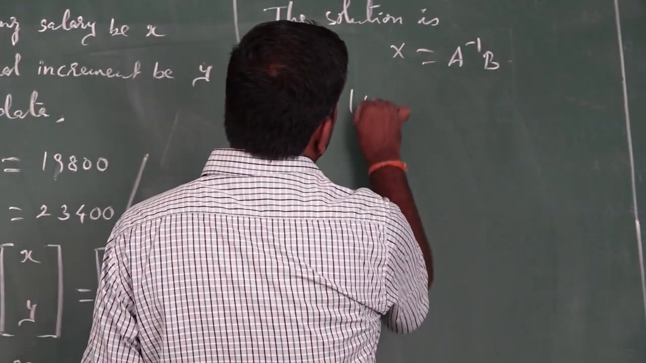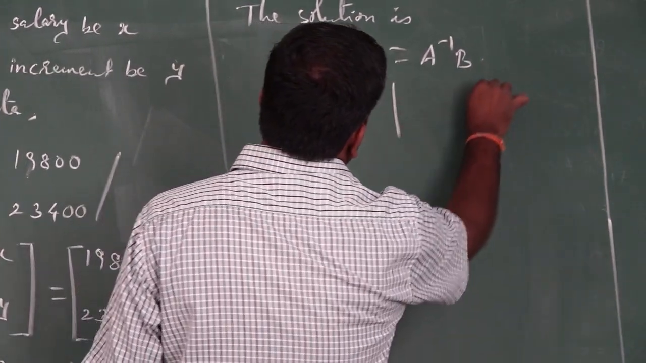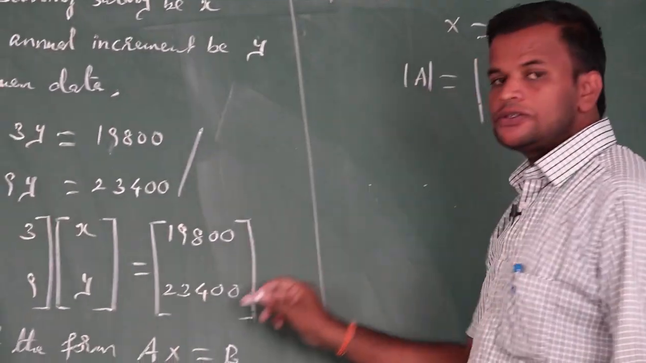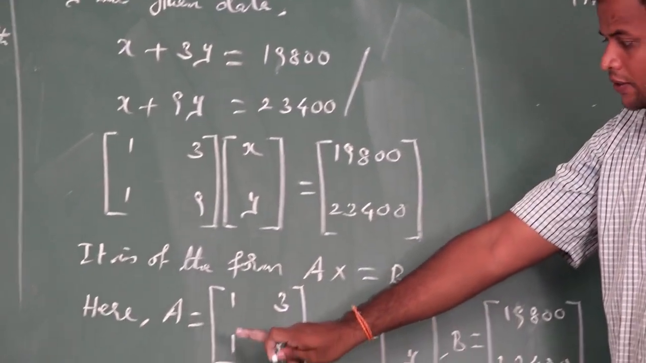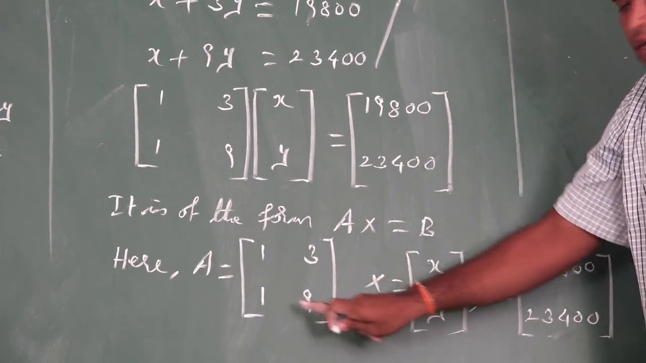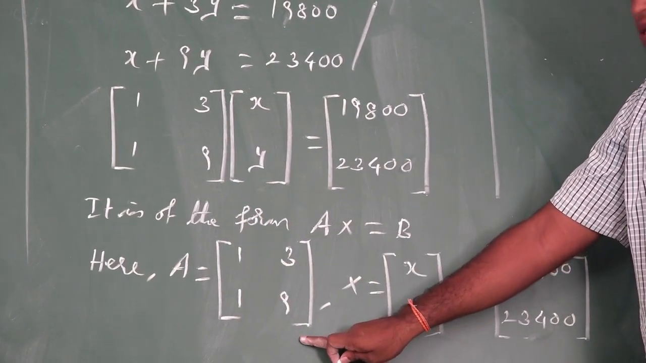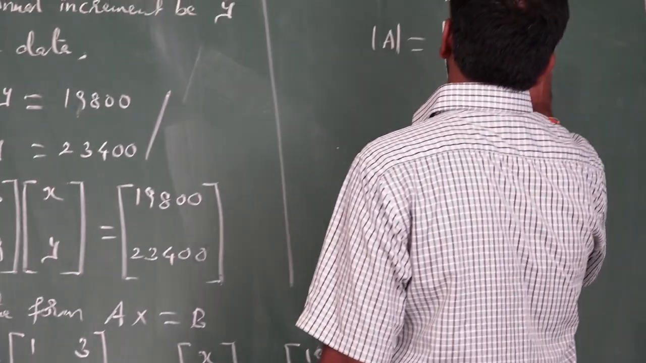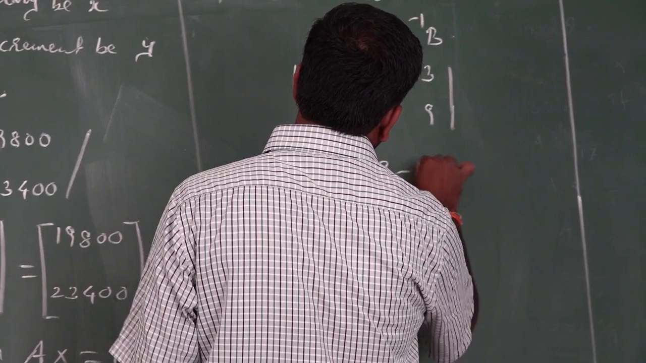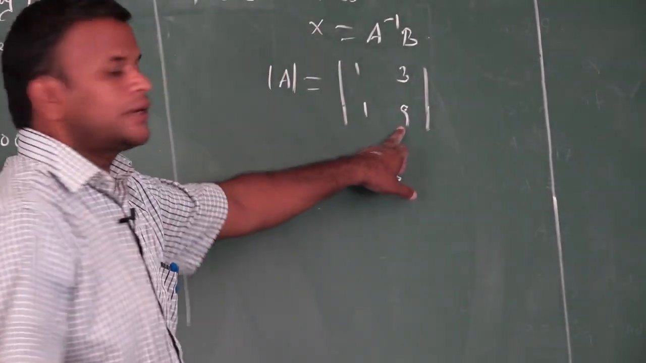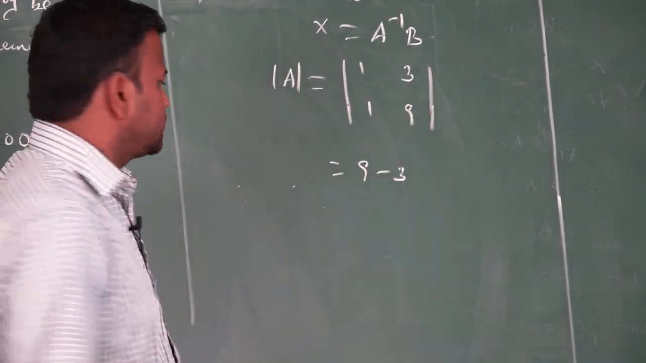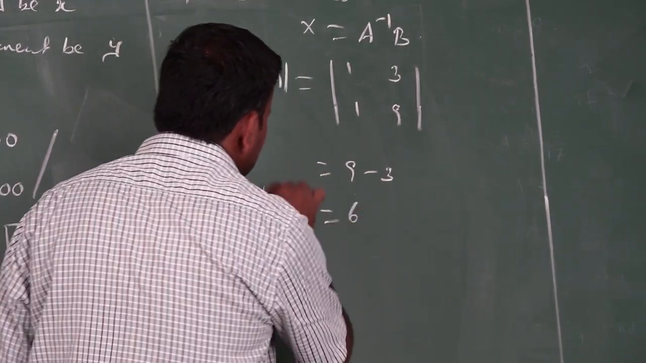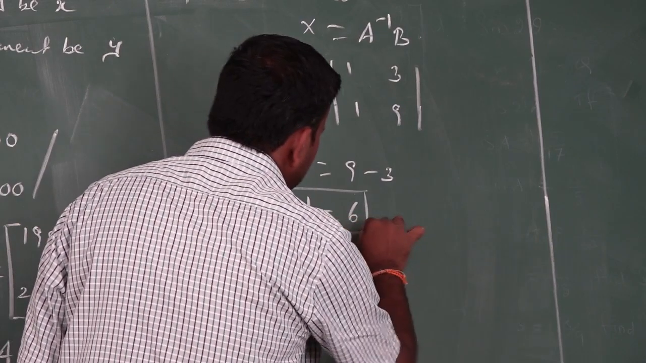So determinant A. The values of the matrix A are 1, 3, 1, 9. So first we enter these values in the determinant. 1, 3, 1, 9. 1 times 9 is 9, minus 1 times 3 is 3. So determinant A is 6. The value of determinant A is 6.